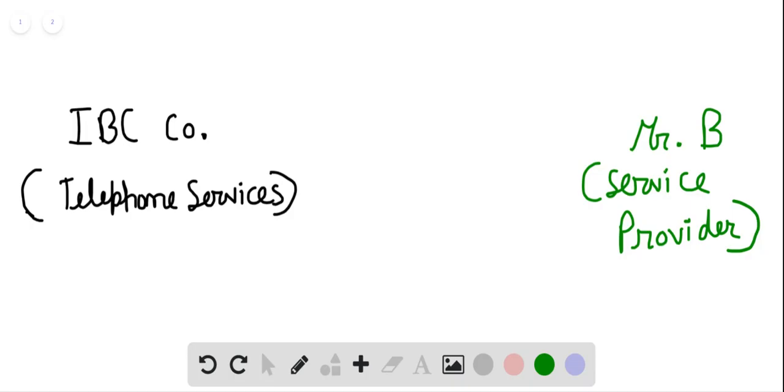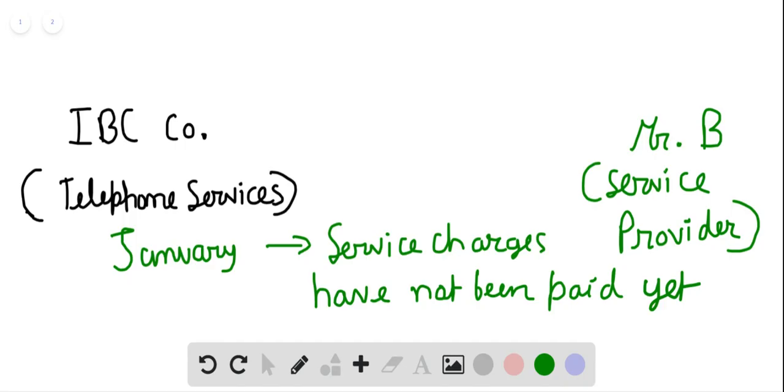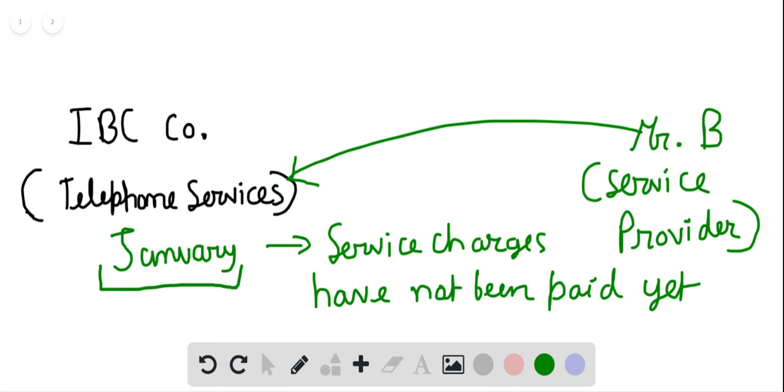Now what happens, IBC company has availed the services for the month of January, but the service charges have not been paid yet. So what we have in our example is IBC company, which is mostly dependent on telephone services provided by Mr. B. Now IBC company has availed telephone services of the month of January, but the service charges have not been paid yet.